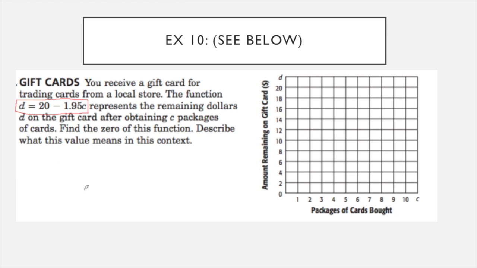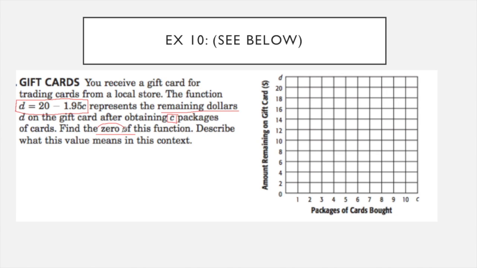So this is our function that tells us the number of dollars left on your gift card after you get some number of packages of cards. So every pack of cards you buy costs you money. It costs you $1.95. We're using the variable c to represent that. And they ask us to find the zero of the function. In other words, find out how many packages of cards you'd have to buy until you would run out of money, when you would have $0 left.